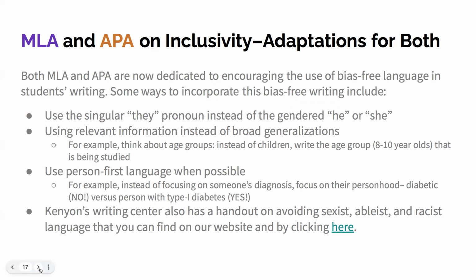You should use person-first language when possible. For example, instead of focusing on someone's diagnosis, focus on their personhood. So instead of writing diabetic, you should write person with type 1 diabetes. Kenyon's Writing Center also has a handout on avoiding sexist, ableist, and racist language that you can find on the homepage of our website.